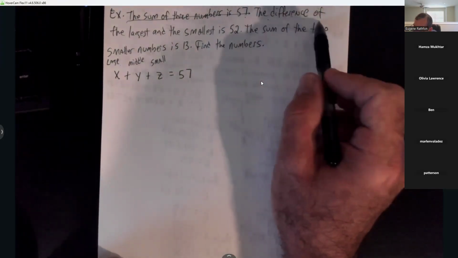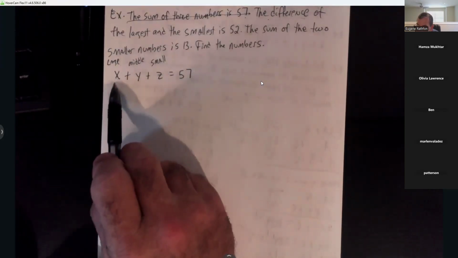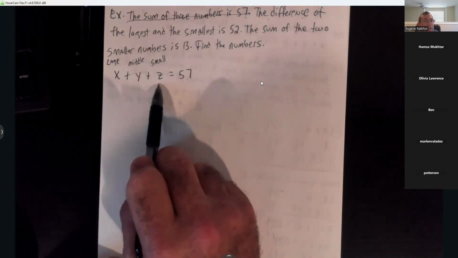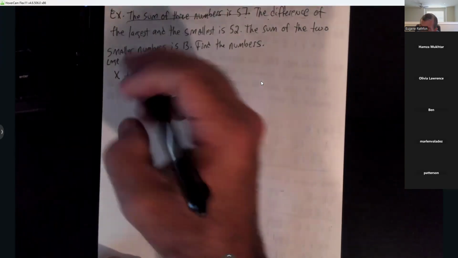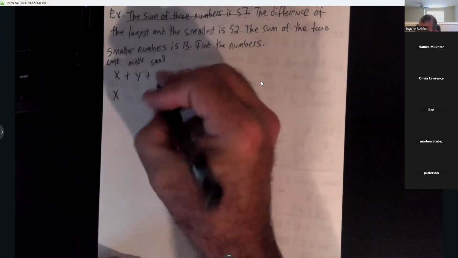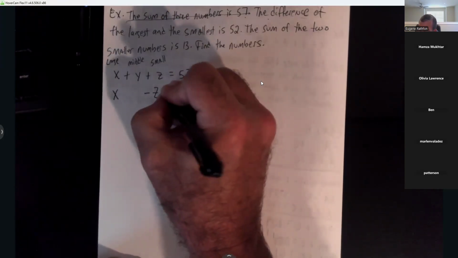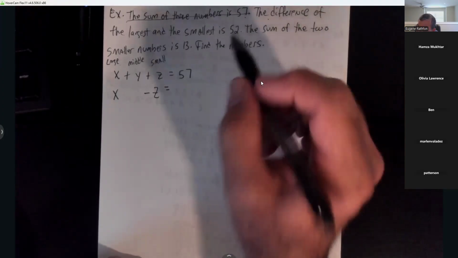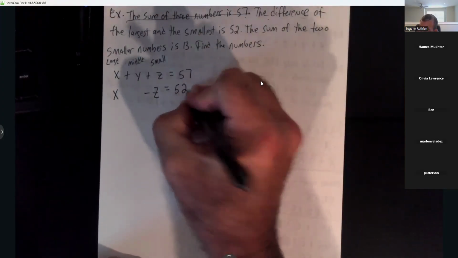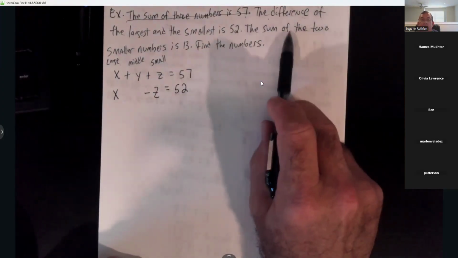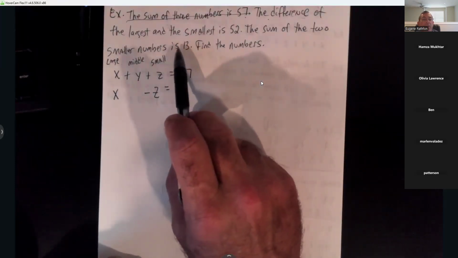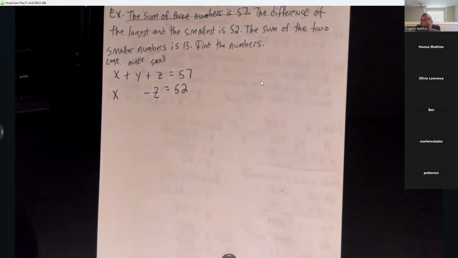Because y'all look at this. This says the difference of the largest and smallest. Well, that's my largest and that's my smallest. Difference means subtraction. So it's my large number minus my small number, and that equals 52. And then it says the sum of the two smaller numbers is 13. So what would y'all write for that sentence? The sum of your two smaller numbers is 13.